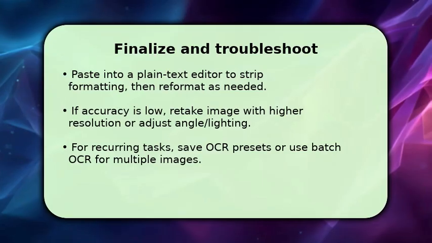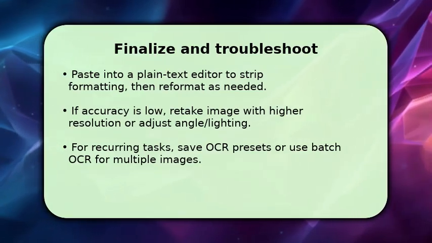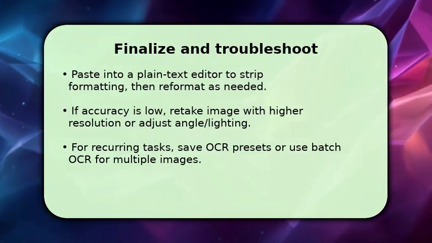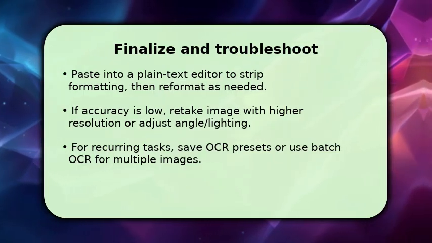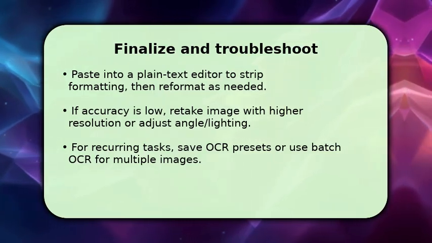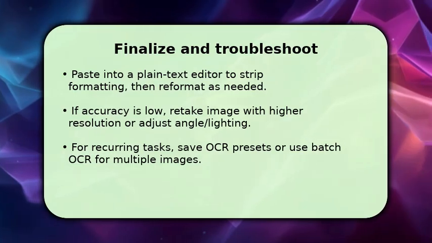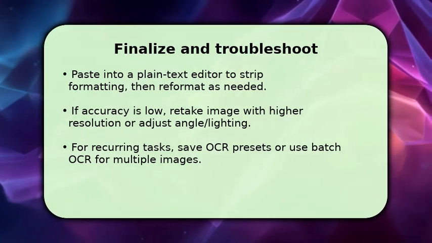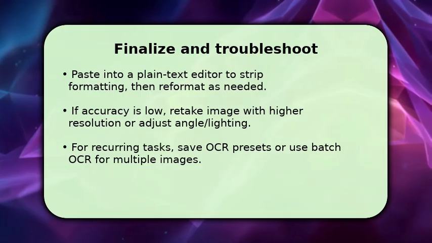You finish by pasting the copied text into a plain text editor to remove hidden formatting, then reformat for your use. If you spot errors, retake the photo at higher resolution, fix skew and lighting, or try a different OCR engine. Switching from automatic to manual selection often improves results.